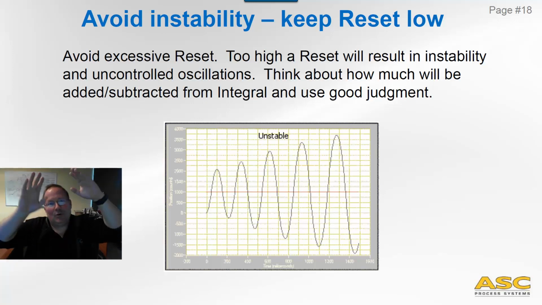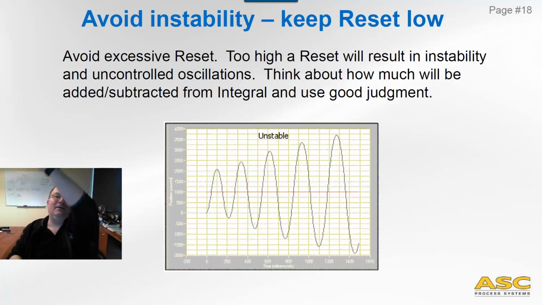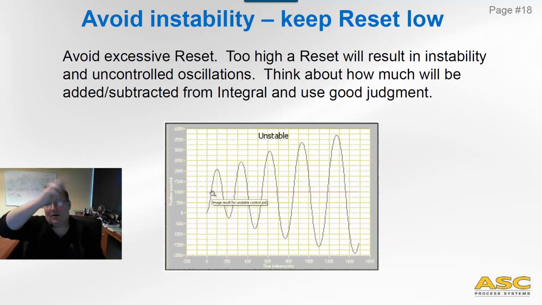Okay, and then you'll have error on the top, which will then subtract quickly, and then you'll go into full cooling, and then full heating, and then full cooling, and you can reach an unstable condition, instability, where you basically are oscillating higher and higher and higher, and that is due to having a very high reset. So it's a good idea to keep reset low. Be conservative. If it's too high, it will tend to give you problems.